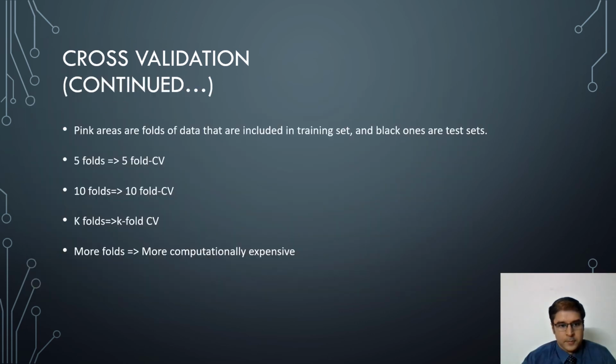So as discussed, pink areas are folds of data that are included in the training set and black ones are test sets. 5 folds is 5-fold cross validation or CV. 10 folds is 10-fold CV. K folds is K-fold CV. More folds implies more computationally expensive. So the more the folds, the more the time and resources the computer takes to generate the model.